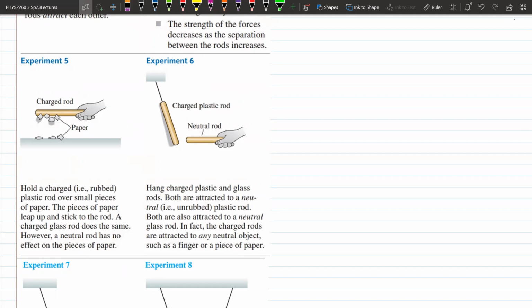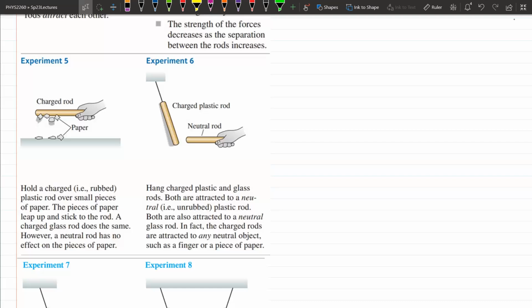Okay, and then I get my little rod and rub it, right? And you can actually get them to pick up little pieces of paper somehow. That's weird, right? I'm going to give the story away. I'm somehow charging this rod with either positive or negative charge, and they're going to have the same charge, so that's why they repel, right?